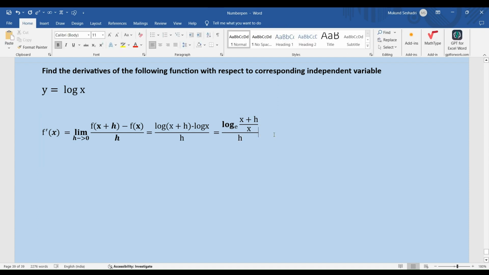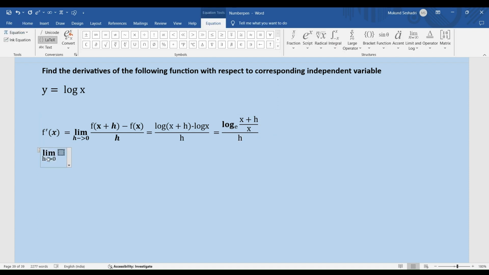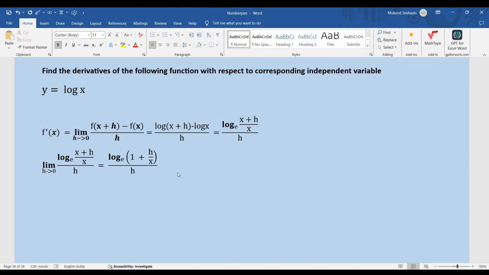And remember, the limit h tends to 0. Let's move to the next line. I'm going to copy this and write it out here. I can rewrite this as log of e into 1 plus h by x. Now, to solve this particular limit, I'm going to substitute log to the base e of 1 plus h by x as, say, z.